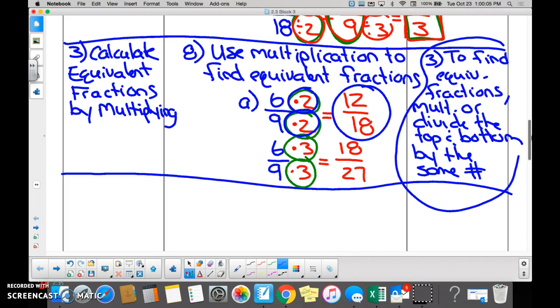So this is key right here. To find equivalent fractions, you can either use division or multiplication. The key point is you must always do the same thing to the top as you do to the... Bottom. Any questions?